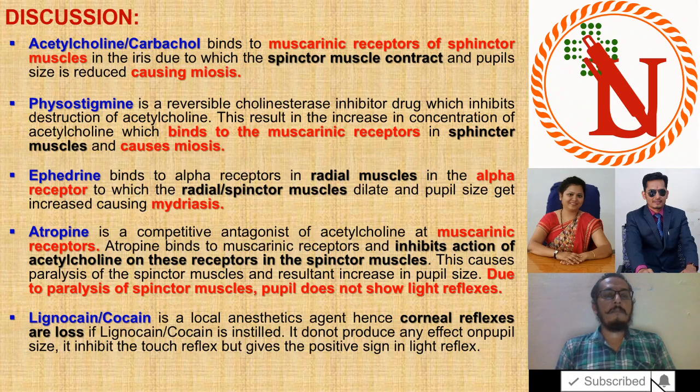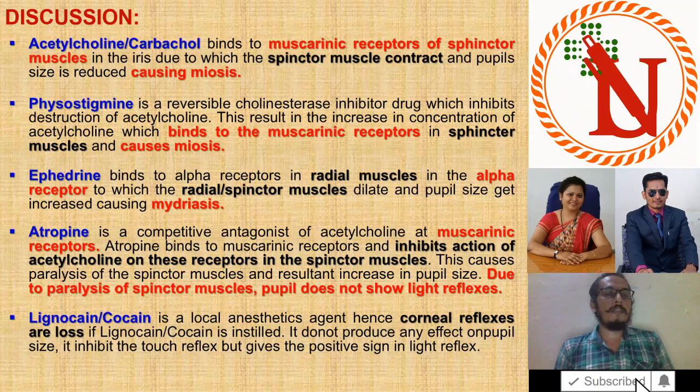Ephedrine. Ephedrine binds to the alpha receptor, particularly the alpha 1 receptor, on the radial muscles. When it binds to the alpha receptor, it constricts the radial muscles, which produces mydriasis. Because it dilates the pupil, this effect is known as mydriasis.